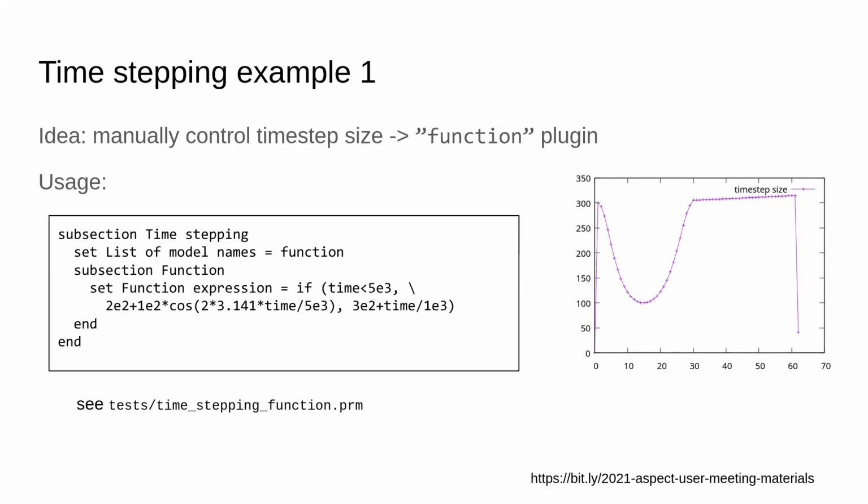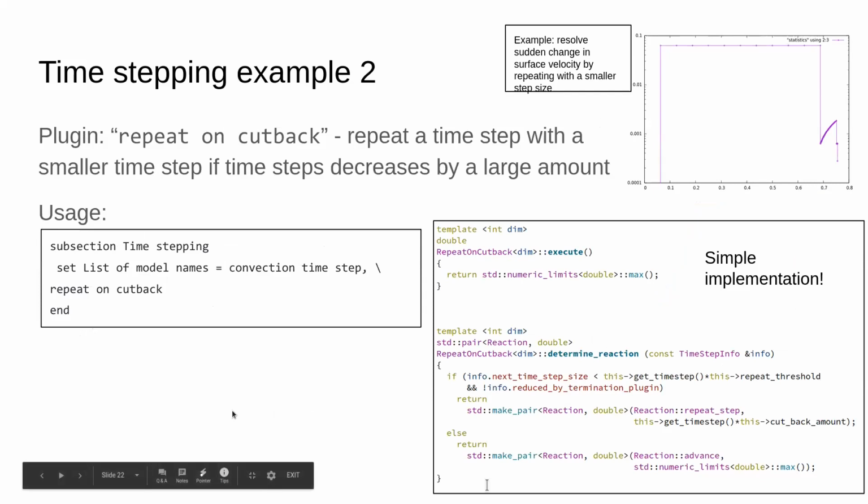Like if you say, I don't want anything to do with the automatic time step control, might not be a good idea, but sometimes you might want to do this, right? So you just say time stepping, list of model name as function, and then you write a function expression where you return the time step size as a function of time, right? And so this is the test. This is in the Aspect development version under time stepping function, and it has a weird, if time is less than 1, then do a cosine, otherwise do a linear time step size in the pictures on the right.